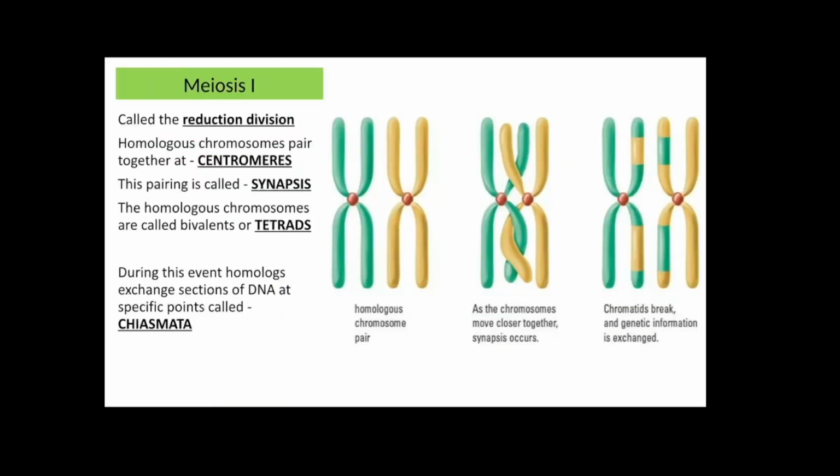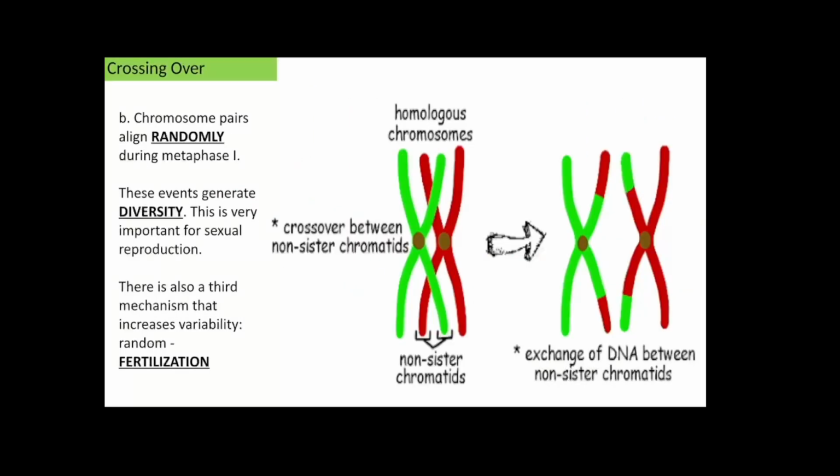They call that pairing a synapsis or a synapse. During this event, homologs exchange sections of DNA at specific points, and they call that chiasmata. The way this leads to genetic diversity is that the lining up and the swapping of genes is completely random, which means every sperm and egg cell is going to be completely genetically unique.